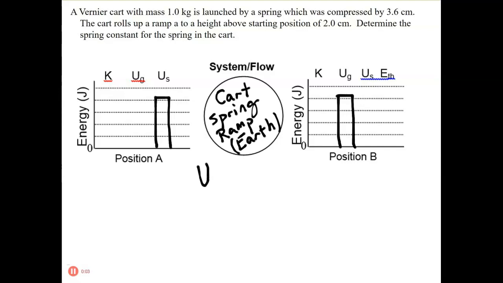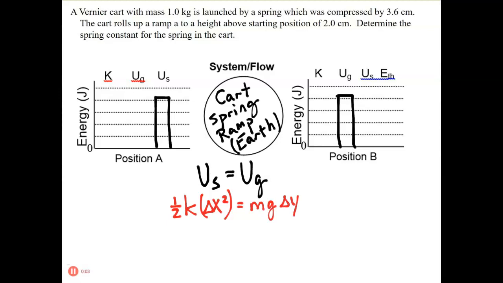Alright, so this makes it pretty straightforward for this one. We've got US initially equals UG finally. Then we will define each of these. Elastic potential energy is 1/2 times K, the spring constant, times delta X squared. And UG is mg delta Y.